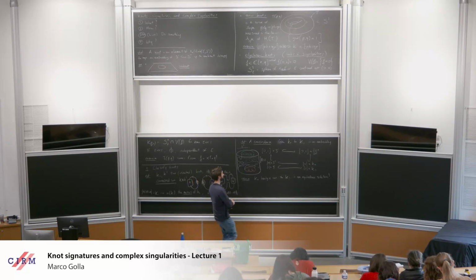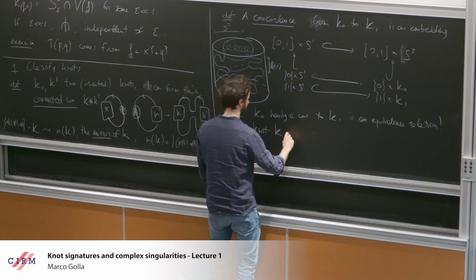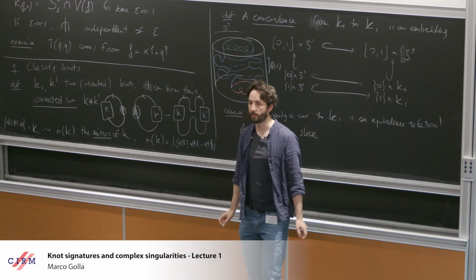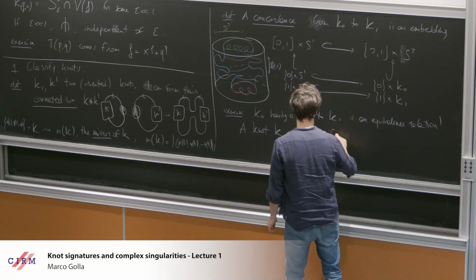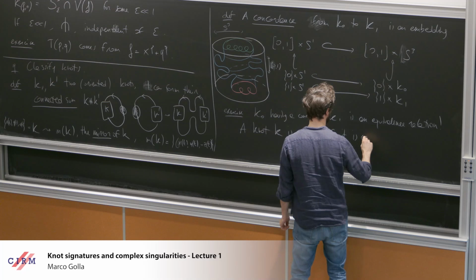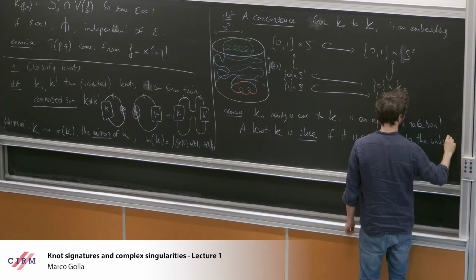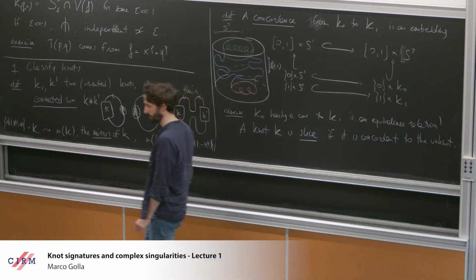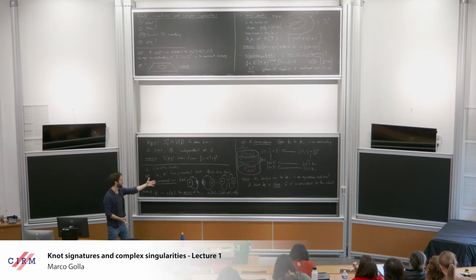Let me just say another definition. A knot K is slice. I think you've seen one definition of being slice this morning, and I'm going to give an equivalent definition now. K is slice if it is concordant to the unknot. Why is this equivalent to Jeff's definition from this morning? If you have the unknot you can always cap off with a disk in S3, and then if you have a disk in S3, well, you have a disk in B4 as well.